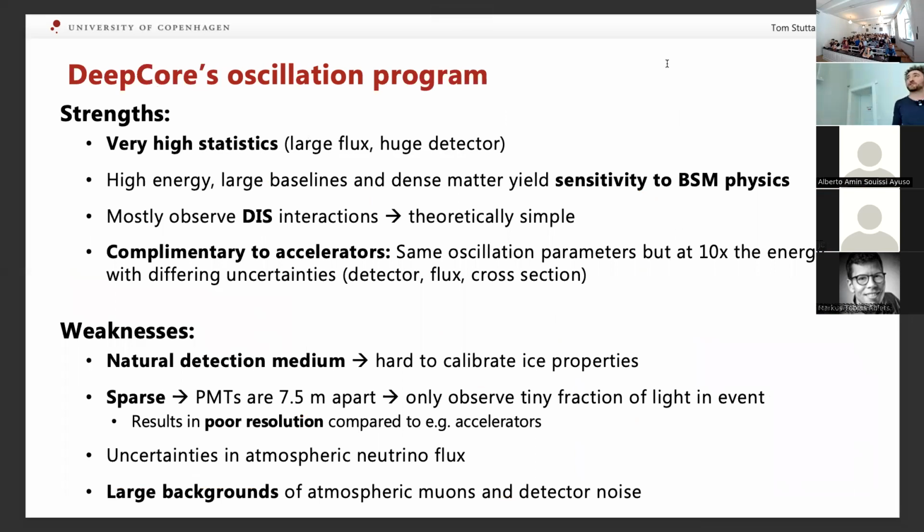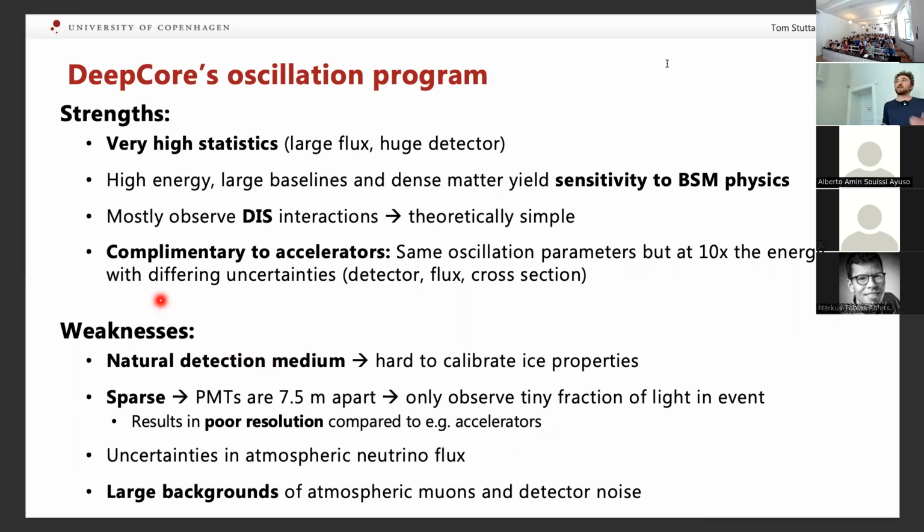So a few notes on the DeepCore oscillation program, and then I'll show you our latest results. The main strength of DeepCore's oscillation program compared to something like accelerator experiments is mainly the high statistics. An accelerator experiment sees order a few tens, maybe 100 neutrinos oscillating in its entire lifetime. IceCube's current measurements have hundreds of thousands of neutrinos, basically. So it's very high statistics compared to accelerator experiments, partly because the detector is very large and partly because there's a lot of atmospheric neutrinos.